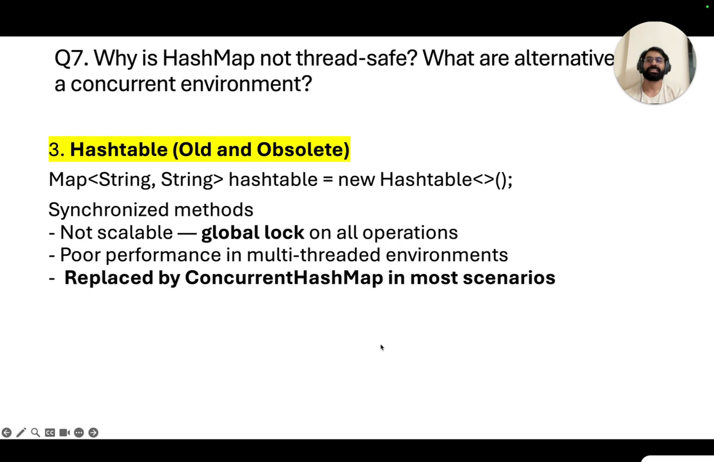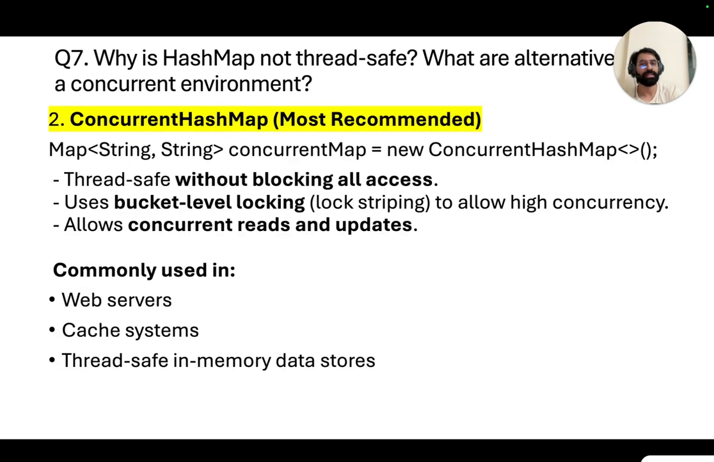Okay, so the next is the Hashtable, but this is old and obsolete. You create the object with new Hashtable. This is not scalable, as it has a global lock on all operations. Again, it will lock the whole object, so it has poor performance in a multi-threaded environment. You can replace this with ConcurrentHashMap in most scenarios. So Hashtable is old, but you can still use it in a very limited manner. You should know the requirement in the scenarios, but the most recommended is to use ConcurrentHashMap.